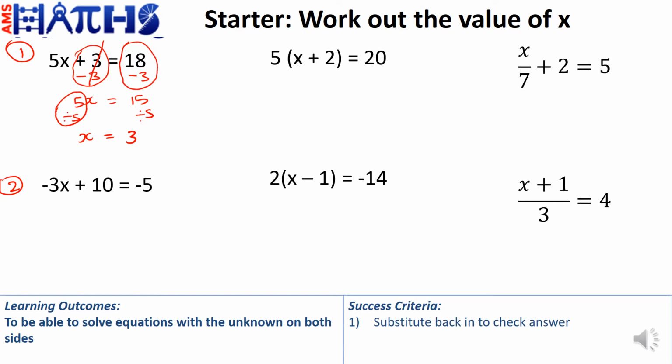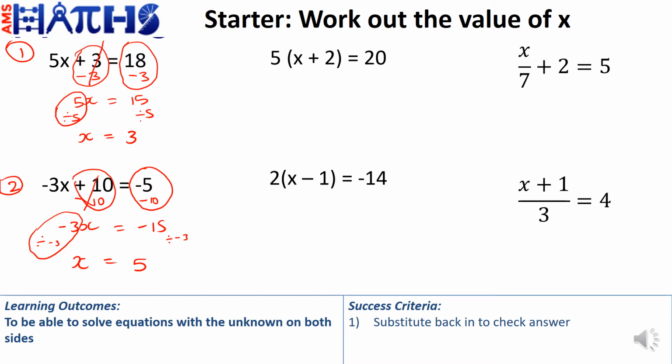So we'll get rid of positive 10 by subtracting 10. So we subtract 10 on both sides. 10 minus 10 gives us 0. So we're left with minus 3x. And minus 5 minus 10 is minus 15. Then we'll divide by minus 3. So minus 3 divided by minus 3 is 1, so we'll get 1x. And minus 15 divided by minus 3 gives us a positive 5. Negative divided by negative is positive.